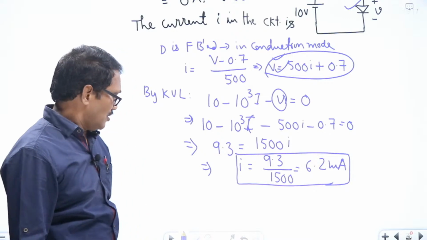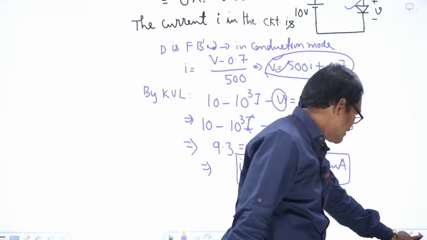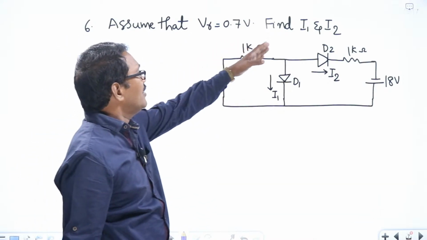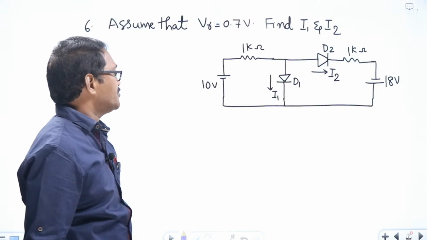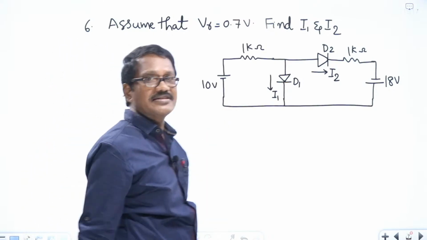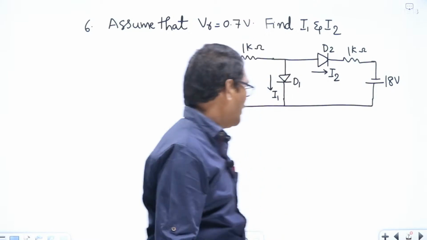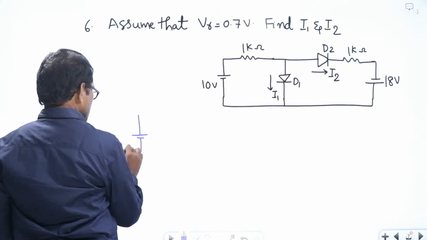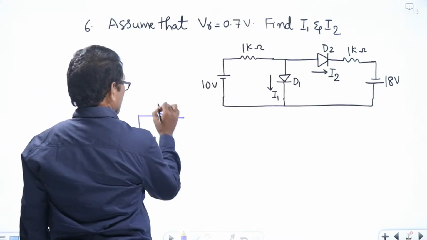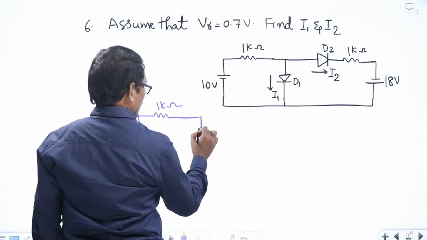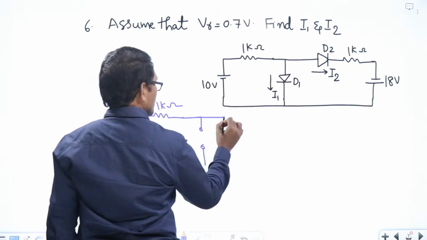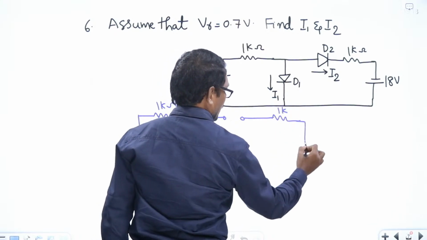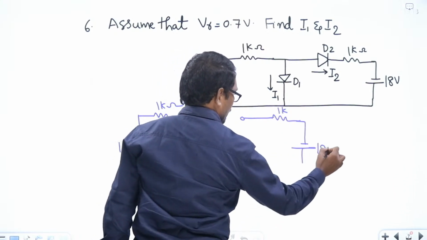Right? So, the next one is, assume that V gamma is 0.7 and find I1 and I2. So in this case, replace the diodes by open circuit. Right? So let us redraw the circuit diagram. This is 10 volts, 1K, and this is replaced by open circuit. And D2 is also replaced by open circuit, and 1K, 80 volts.